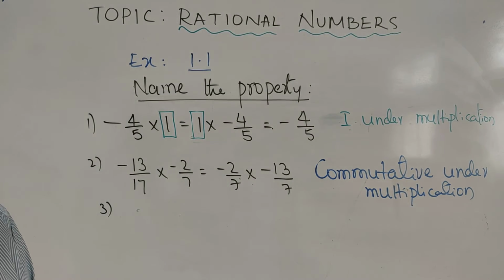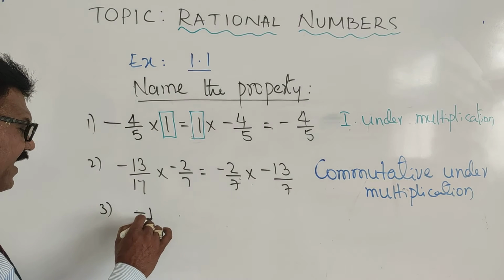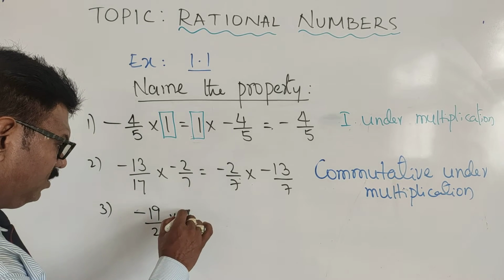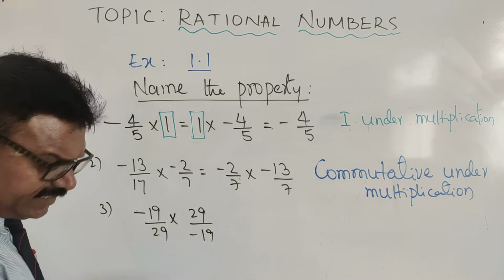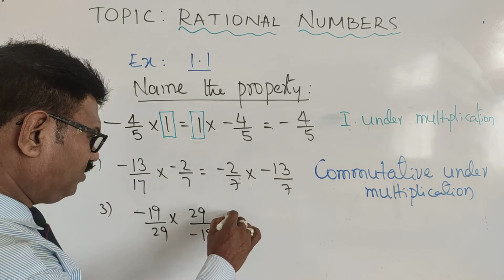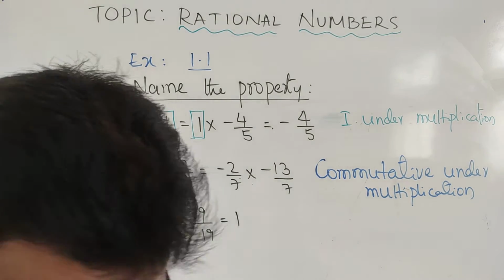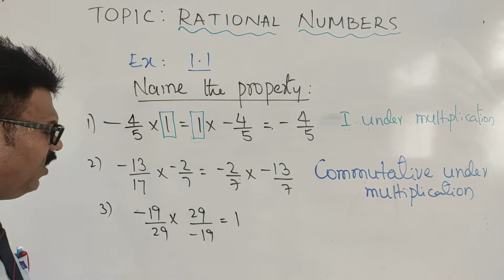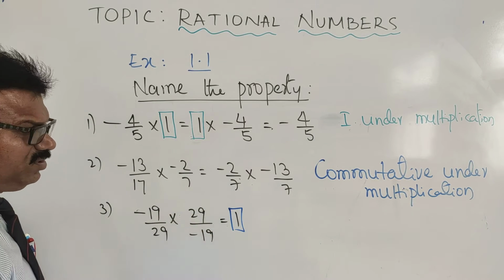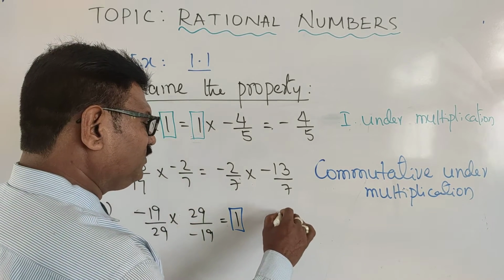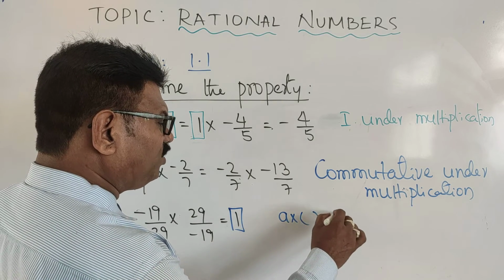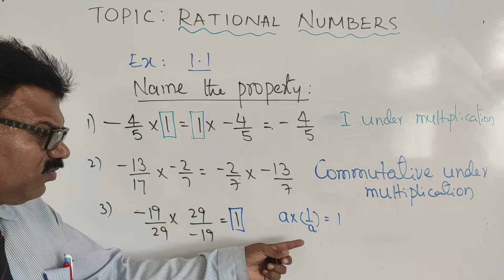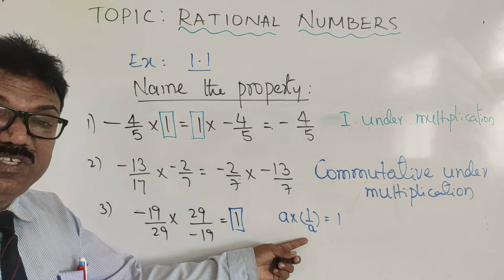Third one. Minus 19 by 29 into 29 by minus 19 equals 1. Anybody please, which property is it? Very good. Here 1 is there. So how does 1 show? A into dash equals 1, it is nothing but 1 by A. So here it is nothing but what? Reciprocal. Reciprocal means which property?